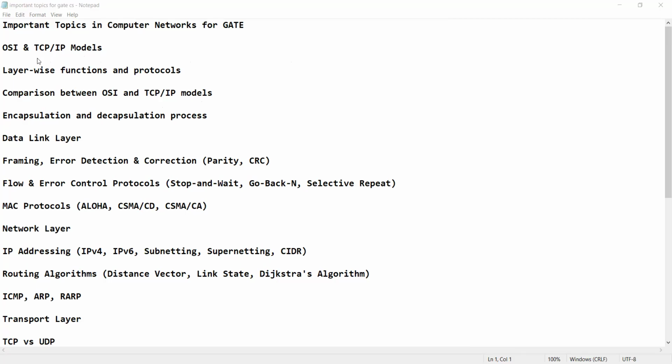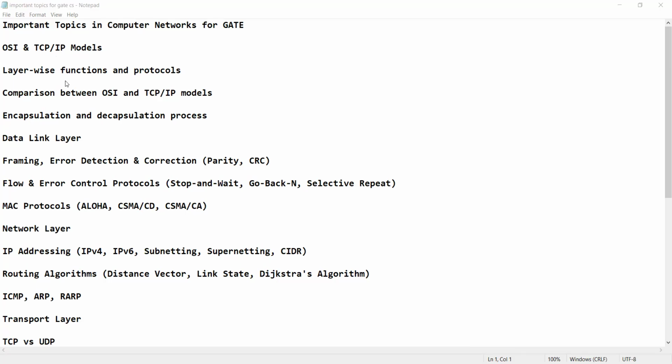So, first one, OSI and TCP/IP models. This is one of the most important topics in computer networks for GATE computer science students. Definitely one question will repeat every year from this topic. So, don't leave this topic. This is one of the important topics.